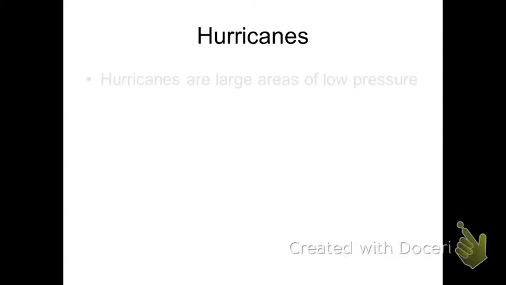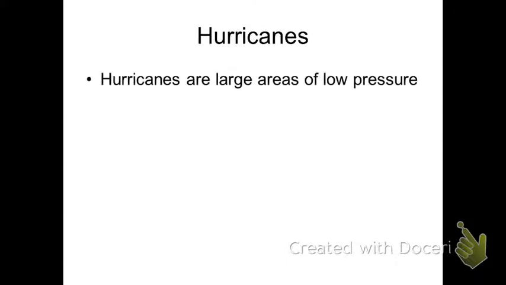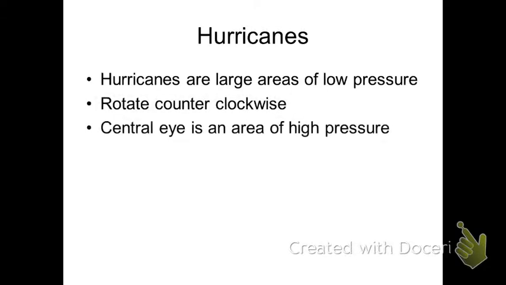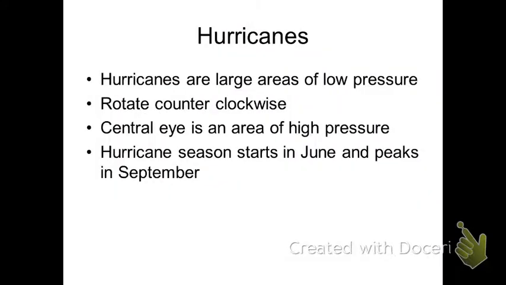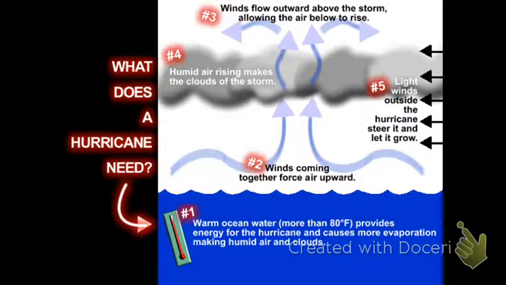Let's move on to hurricanes. Hurricanes are very large areas of low pressure. They rotate counterclockwise. We know from before that hurricane season starts in June, peaks in September, and ends in November. Parts of a hurricane. First off, a hurricane needs warm ocean water, more than 80 degrees Fahrenheit. That's in the tropics, obviously. This is the fuel for a hurricane.